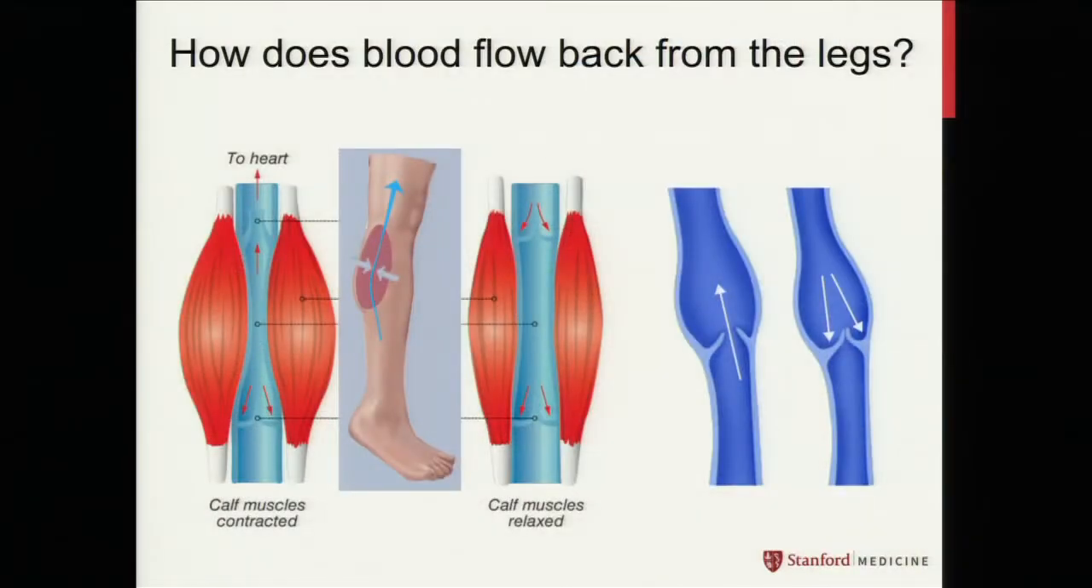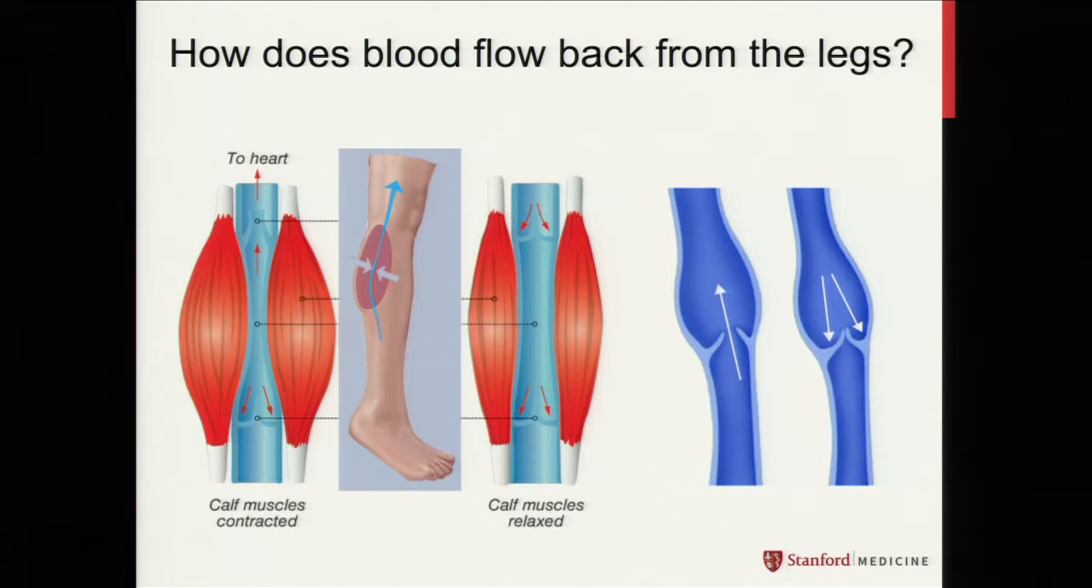So when we think about how the blood flows from the legs back to the heart, there's really two key players. One is the calf muscles. So when the calf muscles pump, whenever you raise your leg and your calf muscles pump, it squeezes the vein so that the blood inside the vein will be pumped. When it relaxes, then the blood can come fill the vein again, and it squeezes and it gets pumped out.